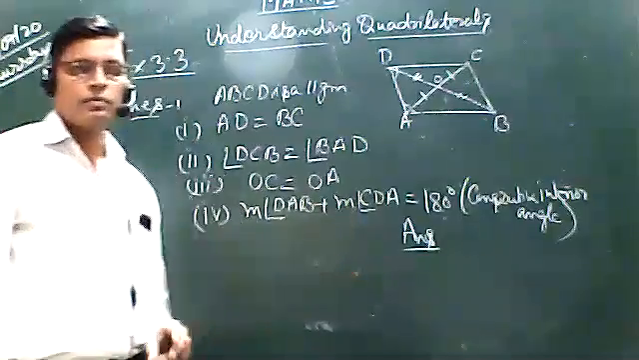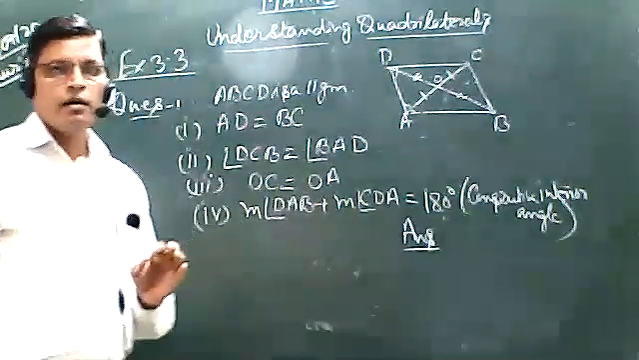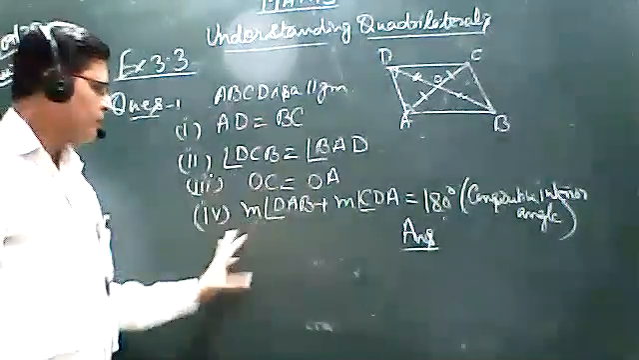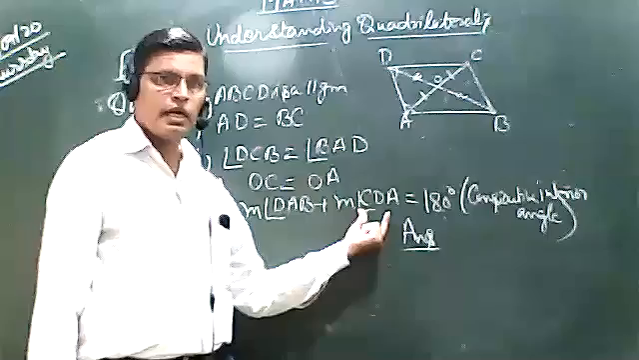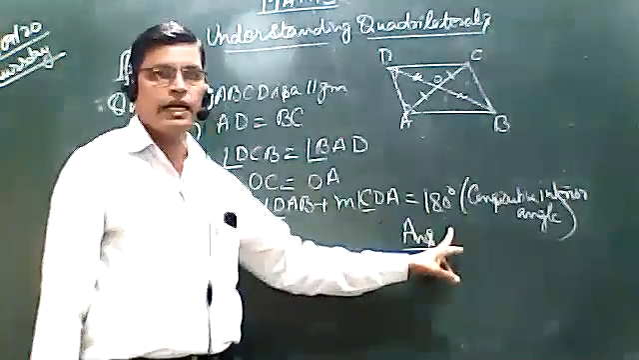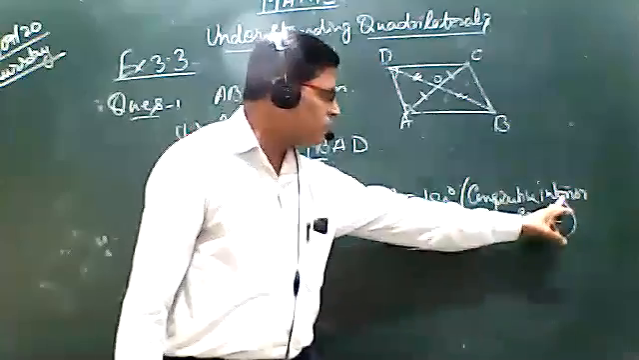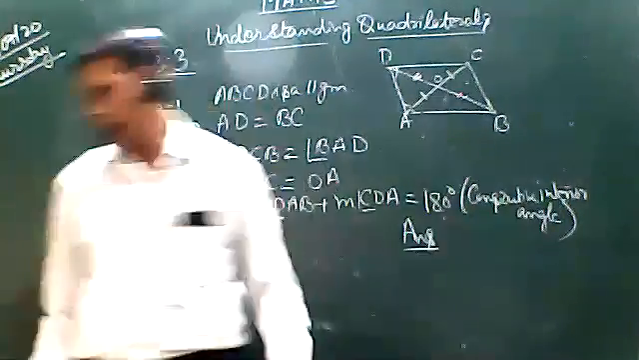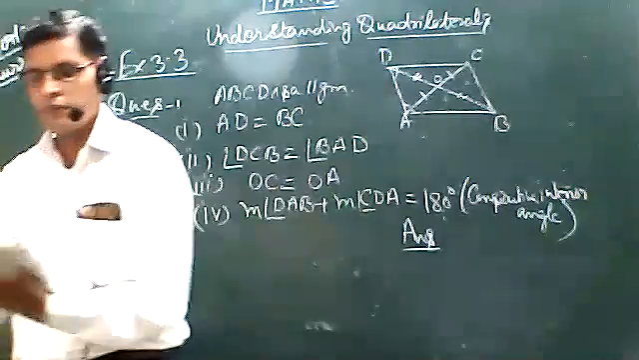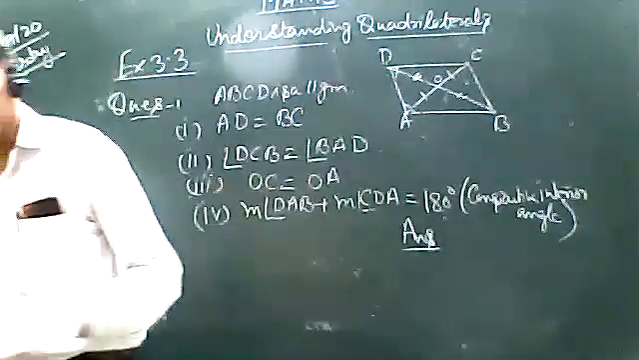Don't make noise. Be silent. Look here. Measurement of angle DAB plus measurement of angle CDA equals 180. Why? Because the sum of the consecutive interior angles always comes to 180. And this is my answer. Now the question number 2.